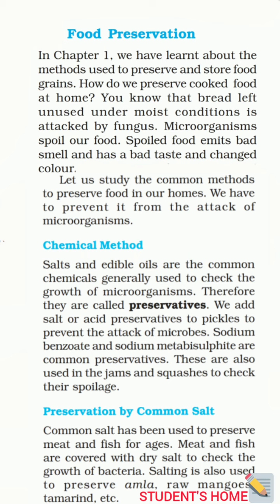Under this, the first method is the chemical method. As you can see in the slide, salts and edible oils are the common chemicals generally used to check the growth of microorganisms. Here, check means to stop. Therefore, they are called preservatives.